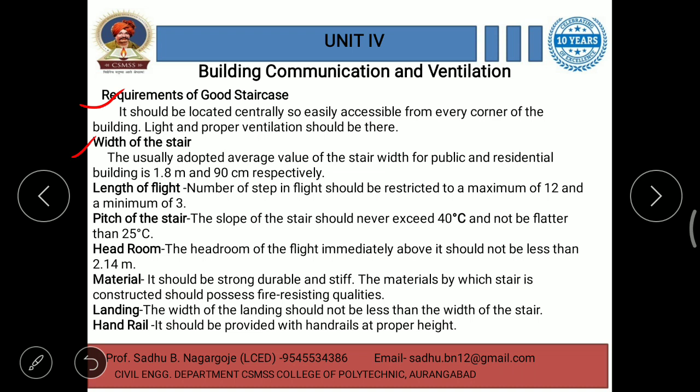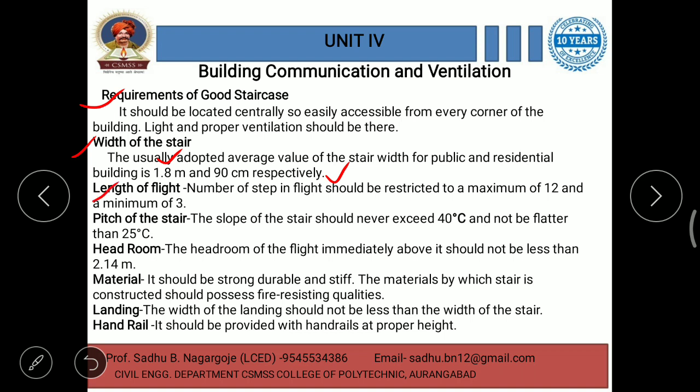Then there are some width restrictions, the width of the stair. The usually adopted average value of the stair width for public and residential buildings is 1.8 meter and 90 centimeter respectively. That means for public buildings the width should be about 1.8 meter, and for a residential building it should be around 90 centimeter. Okay, width.